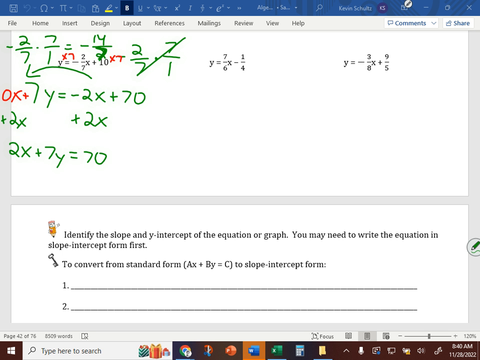Okay? The next one, things get fun because we have that double fraction. We have 7/6 and negative 1/4. What do we do when we have that double fraction there? What do we multiply by?